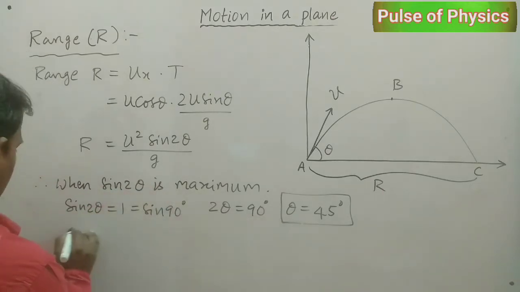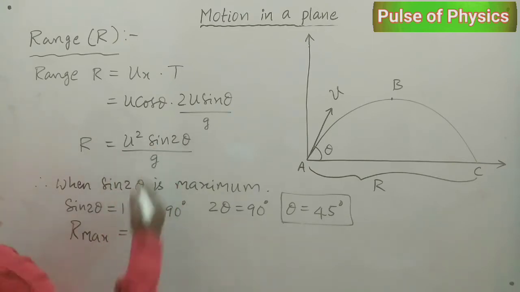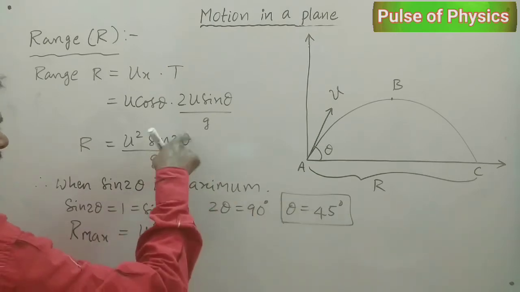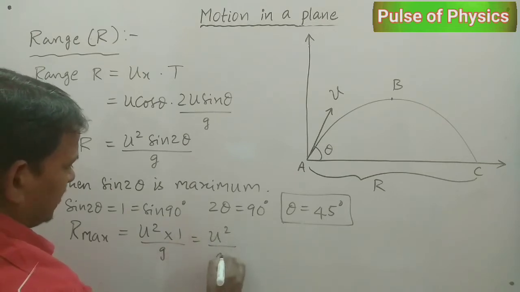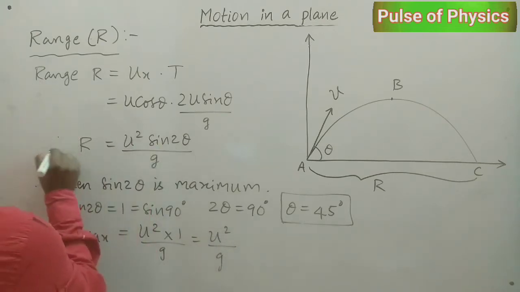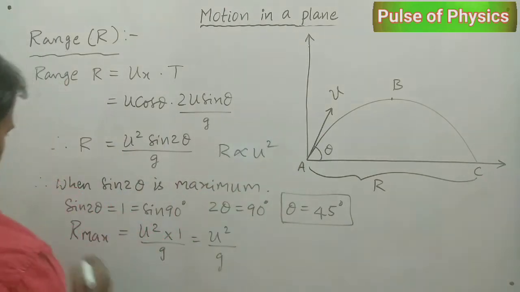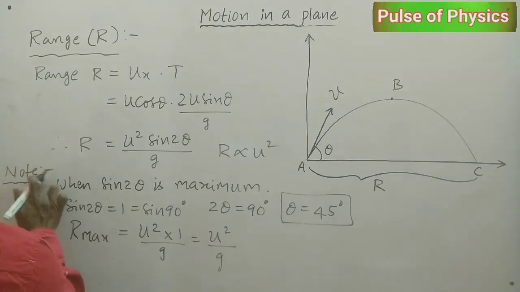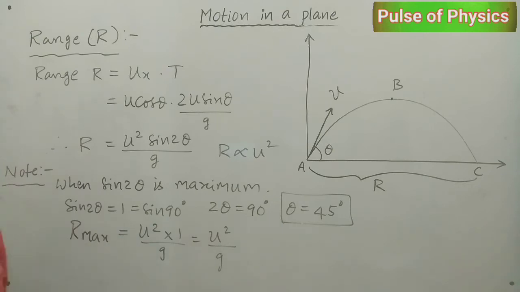So therefore, how to find R maximum? This is u square into sin 2 theta, sin 90 is 1, by g. So this is u square by g. Here from this formula we can write R is directly proportional to u square. So this is a note: for theta 45, this is the R maximum value.